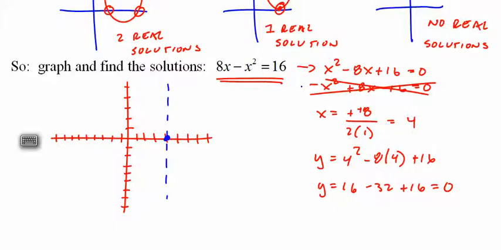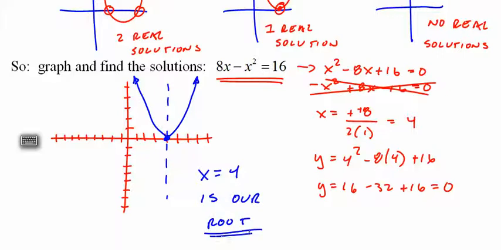We know it's going to hit at 16, which is way up the line here, so it'll be up there somewhere. And that does it. We're done. X equals 4 is our root. That's it. Wish it was more exciting than that, but we'll get there.